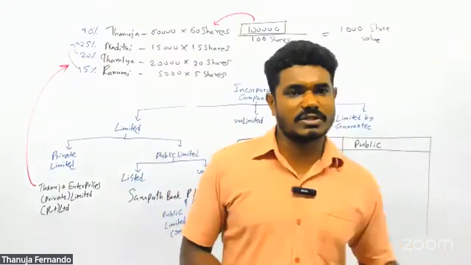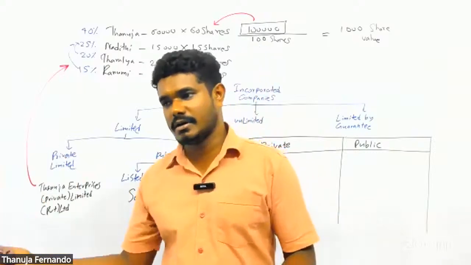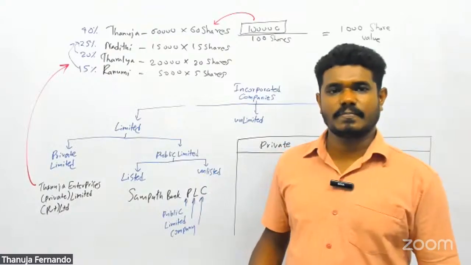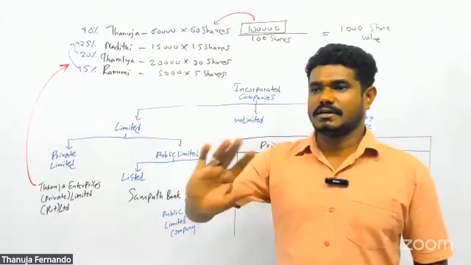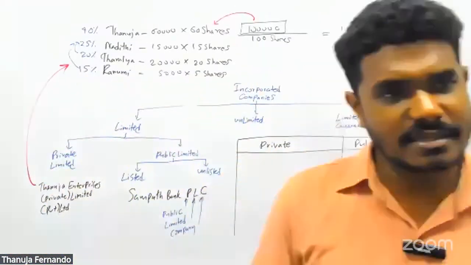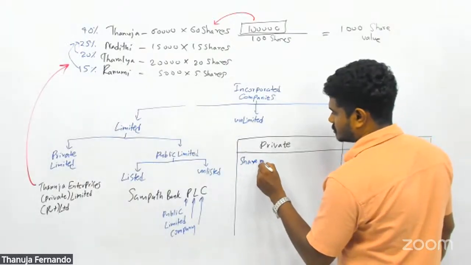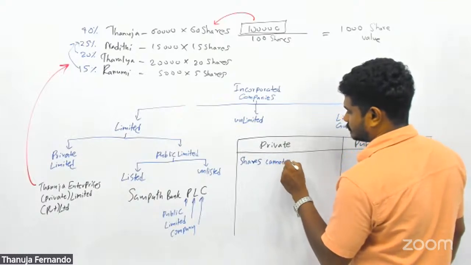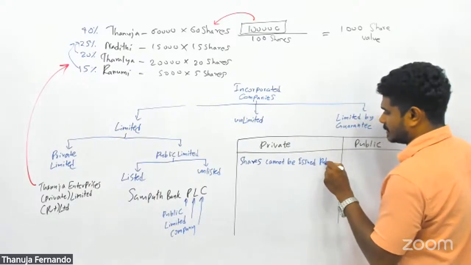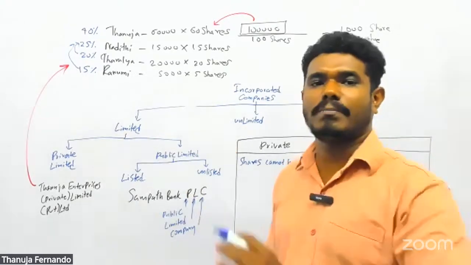I can ask my friends, my relatives, my parents, my teachers, my cousins to invest. But I can't advertise publicly. Shares cannot be issued publicly. Then for public limited companies, shares may be issued publicly.